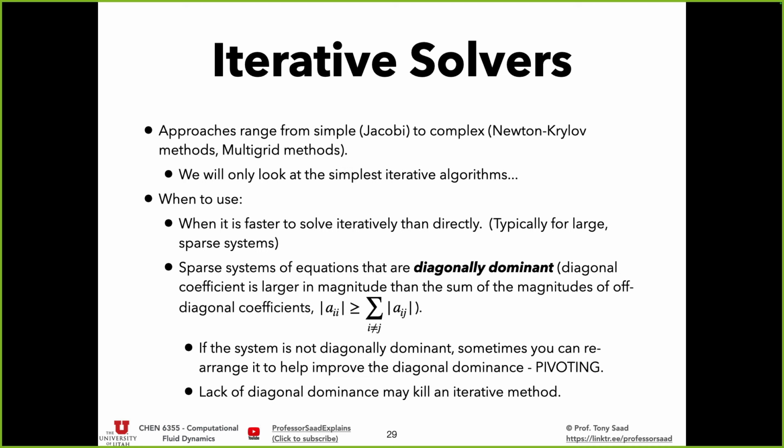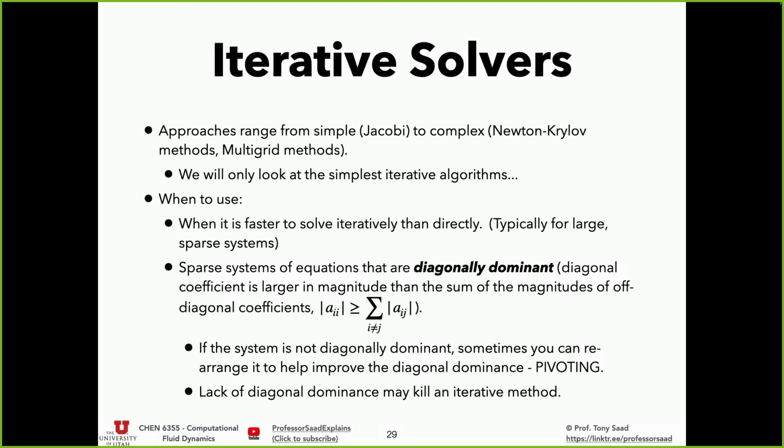And what that means is that the diagonal coefficient, so take any equation, any row in your matrix, the diagonal coefficient on the main diagonal needs to be larger in magnitude than the sum of all of the off-diagonal entries. Otherwise, you will diverge. Thankfully, in all cases we're dealing with, this condition is satisfied.